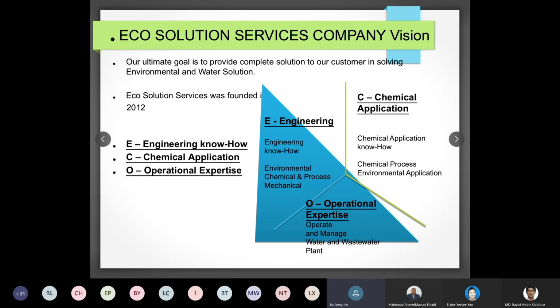And by the way, since we are putting operators and competent persons at industry, we actually know that without the right person to operate the wastewater treatment plant, the water treatment plant cannot actually work. So you need these three to work hand in hand, only then can they give you the result. So that's the reason why the company was known as Eco Solution.